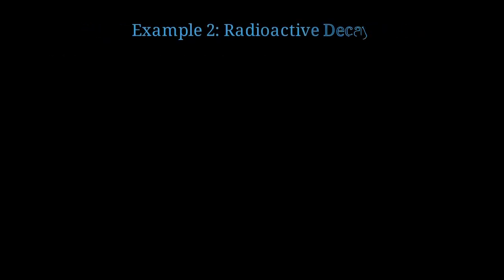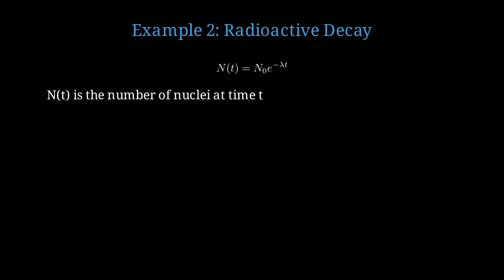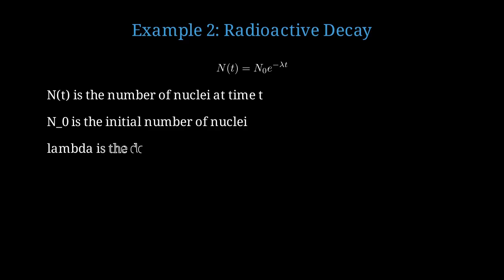Let me give you another important example, radioactive decay. The theoretical model for radioactive decay is N of t equals N0 times e to the negative lambda t. N of t is the number of radioactive nuclei remaining at time t. N0 is the initial number of nuclei at time 0. Lambda is the decay constant, which characterizes how quickly the substance decays.